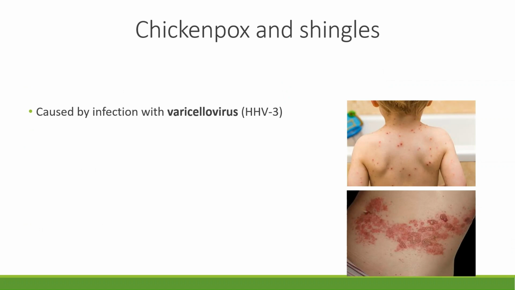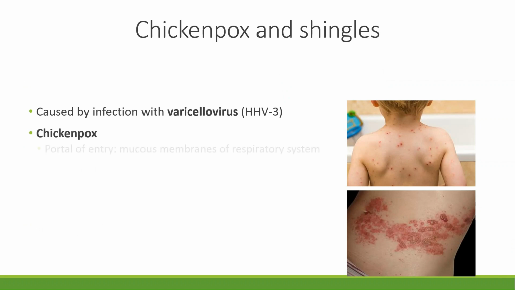And the next is chickenpox and shingles. So one virus, two diseases. And that's how varicella-virus, also known as human herpes 3 or HHV3, works. First, it causes chickenpox, and later it can return as shingles.